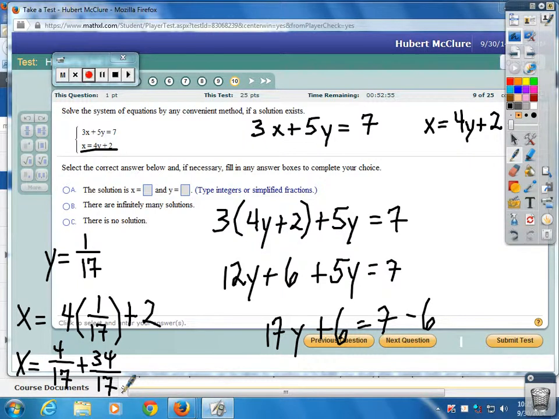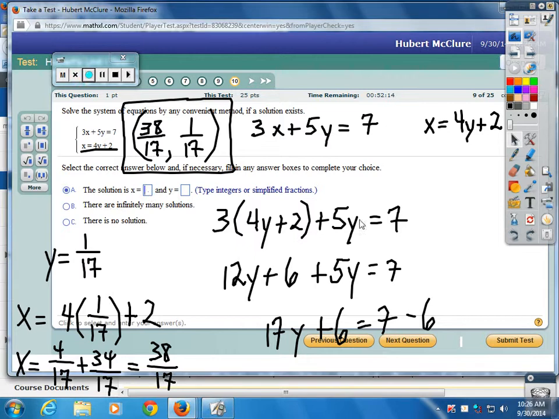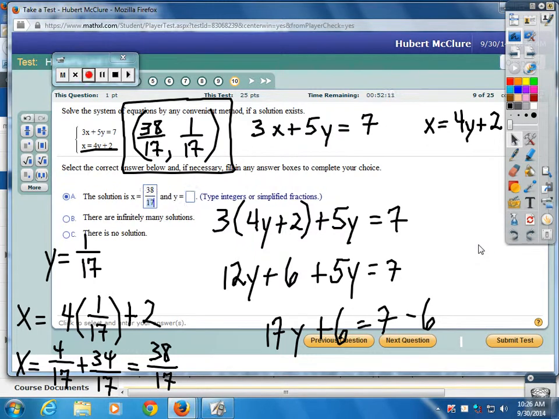And what's 34 plus 4? 38 over 17. So my answer is 38 over 17, comma, 1 over 17. So X is 38 over 17, and Y is 1 over 17.